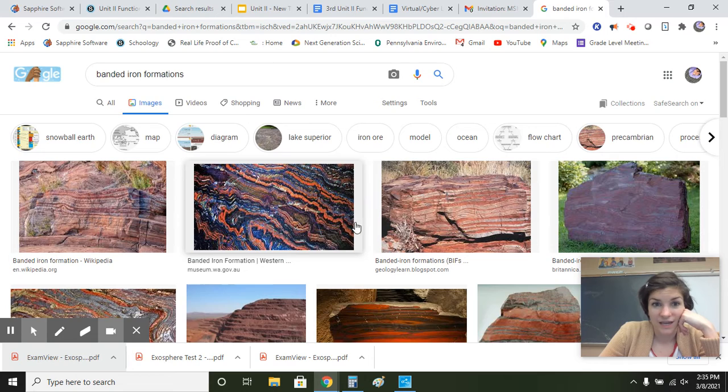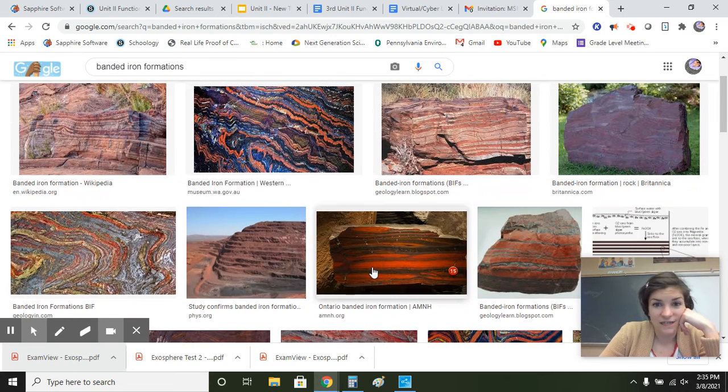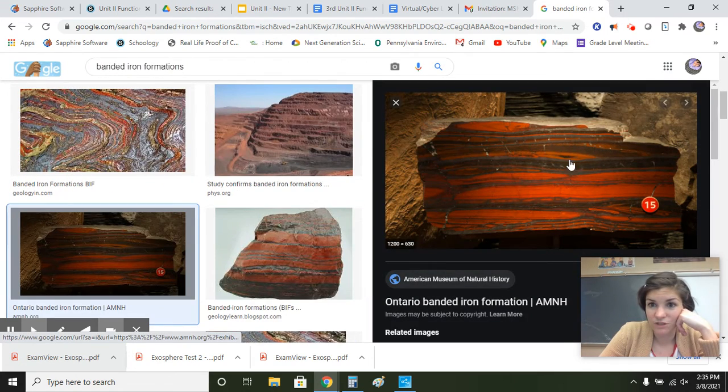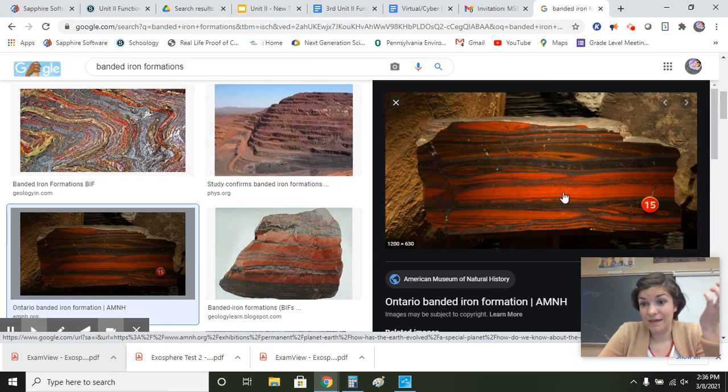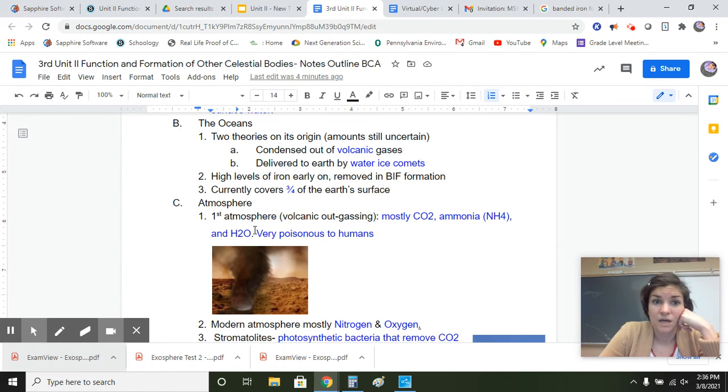So yeah, look at this. How crazy looking is this? We have pretty much a rock with layers of rust in it that's showing us that, hey, there was iron in the oceans, oxygen was added, and they turned into rust, and that rust sank down to the bottom of the ocean and became rock. It's crazy. So that's how scientists look at that and they say, oh, this is when oxygen was added into the atmosphere. Okay.